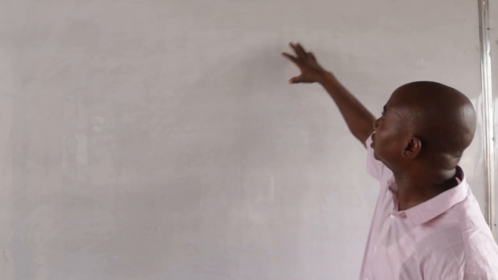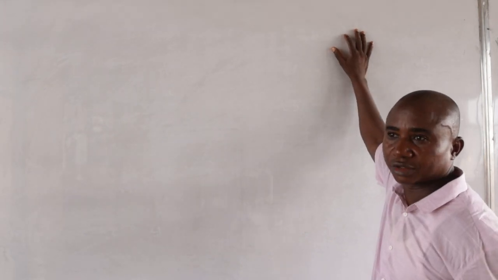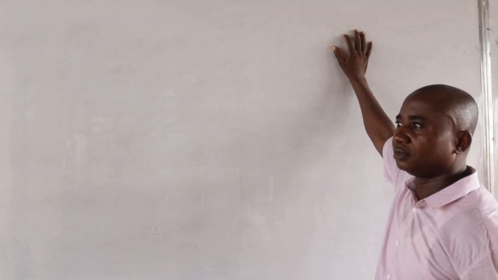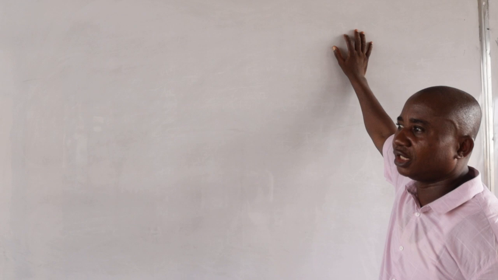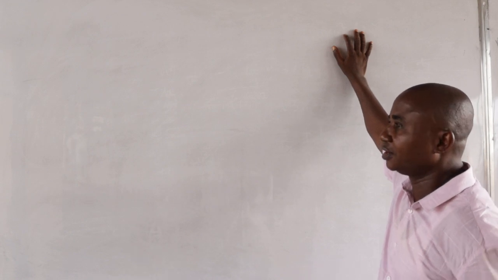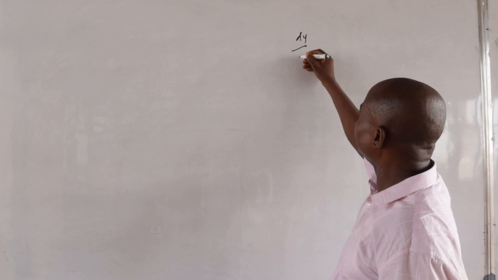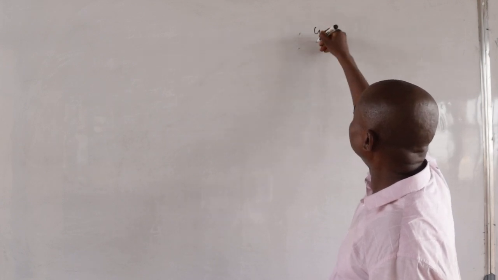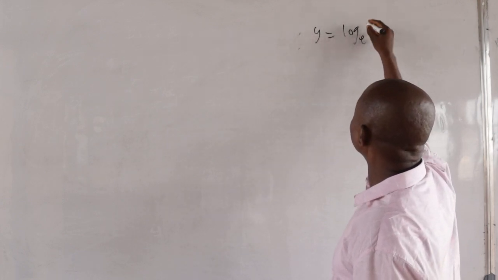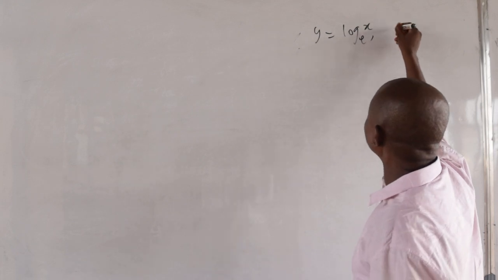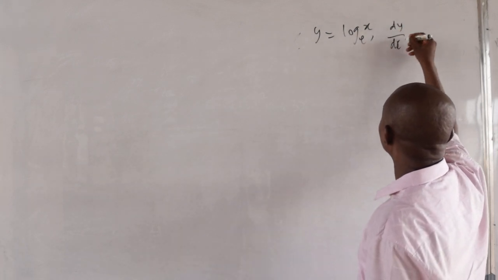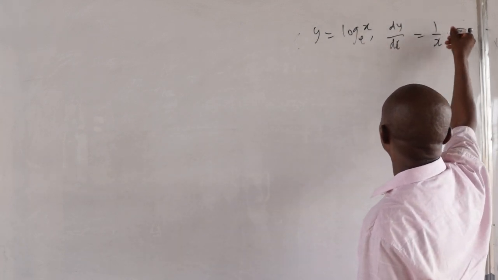If you have been studying the literature about calculus, it is everywhere, in different texts, even online, that if y is equal to log to base e of x, then the derivative of y with respect to x is simply 1 over x.